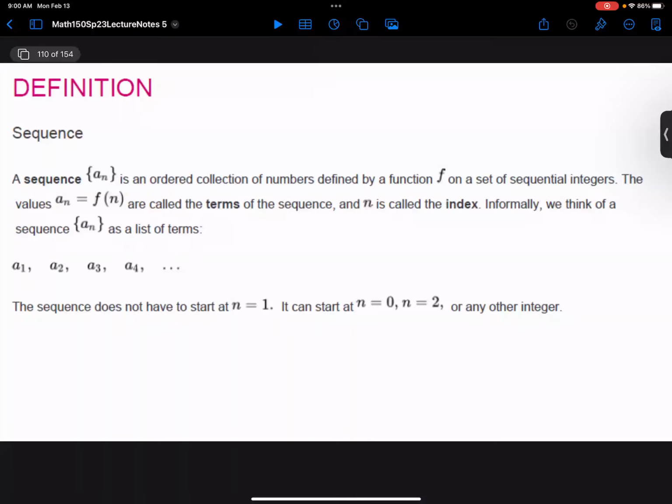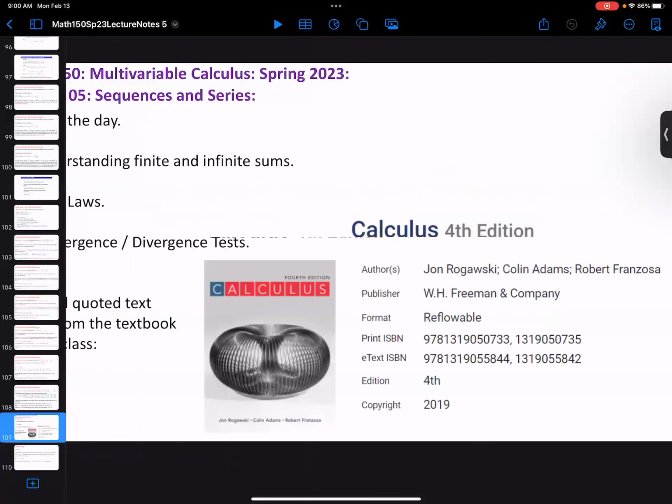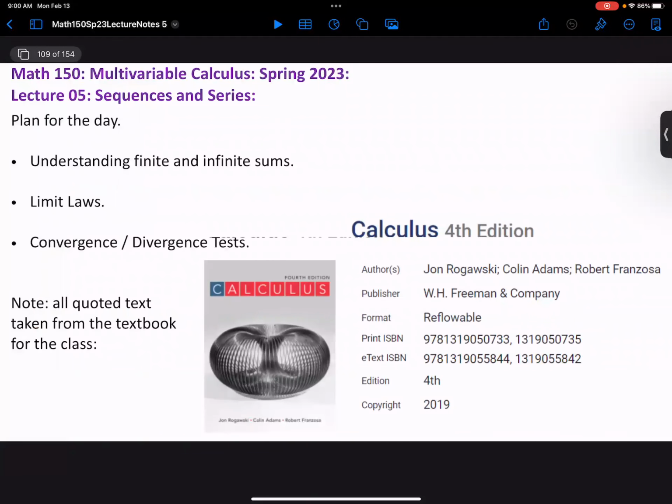All right, so welcome to Math 150. Whoops, I'm one page behind. Math 150. This is lecture 5, sequences and series. We've already started talking about sequences and series. We're going to do it more formally now.